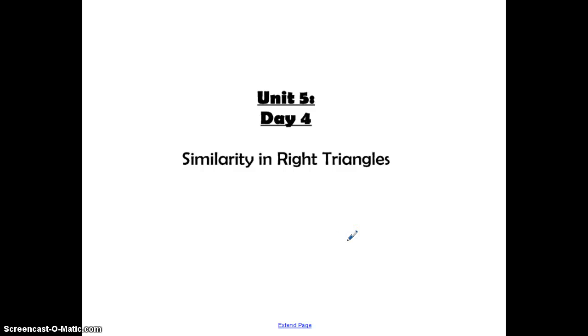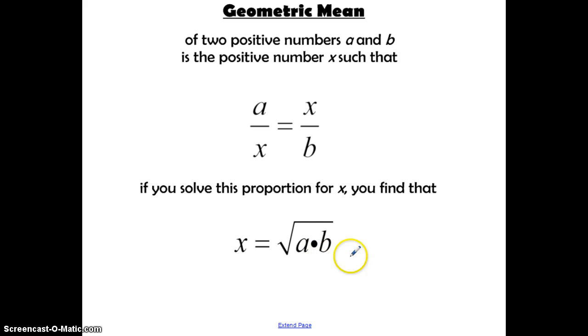Unit 5, Day 4, Similarity in Right Triangles. The geometric mean of two positive numbers a and b is the positive number x where this proportion is true. If you set up a proportion and the two numbers you have are in the opposite diagonals, and then you have x in the opposite diagonals, when you cross multiply and solve this proportion, you'll find that x is equal to the square root of a times b.